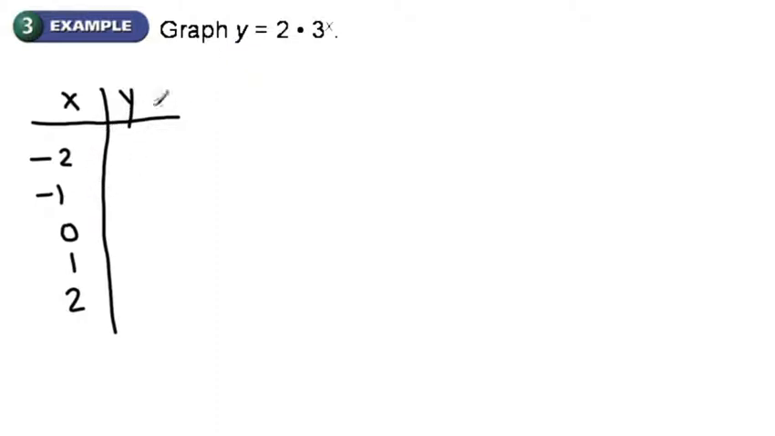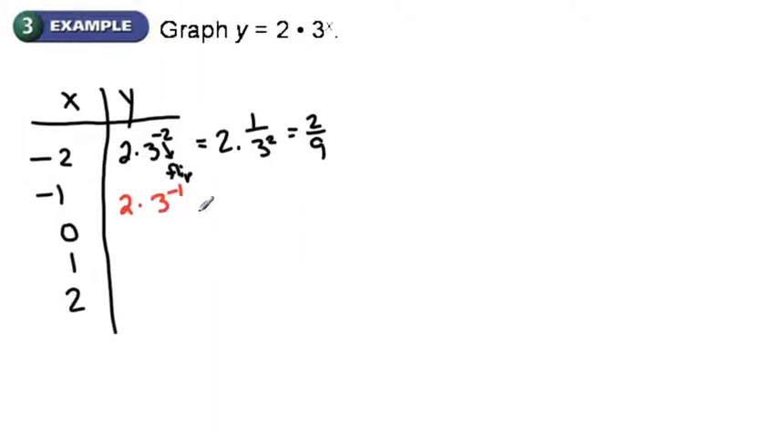So I'm going to put -2 in for x. So we have 2 times 3 to the -2. Well, this means I flip it. So then that's 2 times 1 over 3 squared. 2 times 1 is 2. 1 times 3 squared is 9, so we have 2 9ths. -1: 2 times 3 to the -1 is the same as 2 times 1 over 3, because this tells us to flip it, and this is 2 over 1 times 1/3, so that's 2/3.